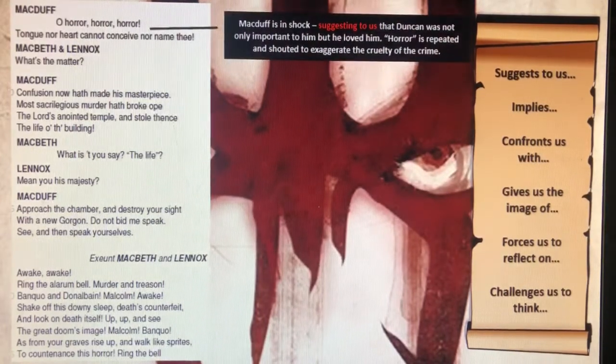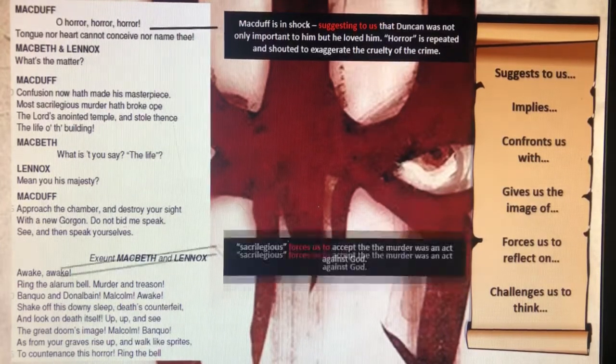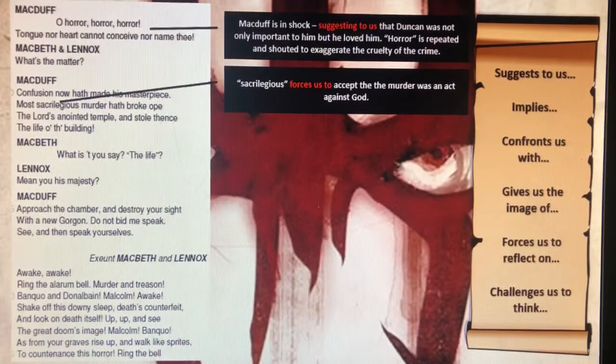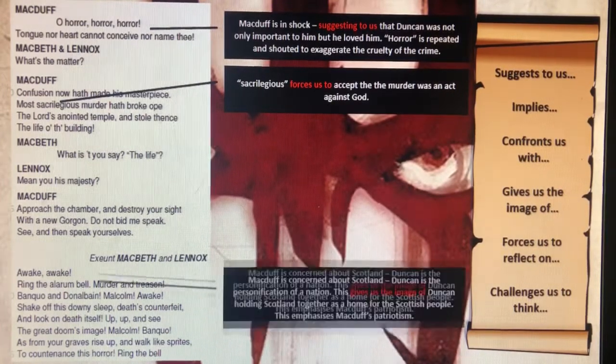We can see here then from Macduff's "Oh horror, horror, horror," that Macduff is in shock, suggesting to us that Duncan was not only important to him, but he loved him. Horror is repeated and shouted to exaggerate the cruelty of the crime. Sacrilegious forces us to accept the murder was an act against God.